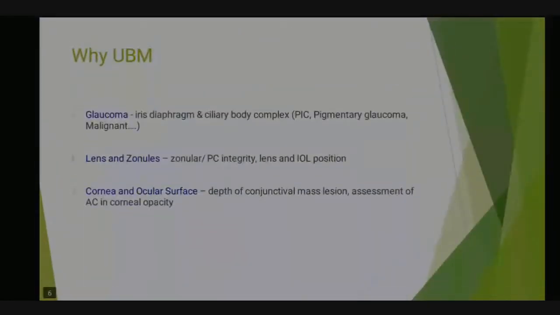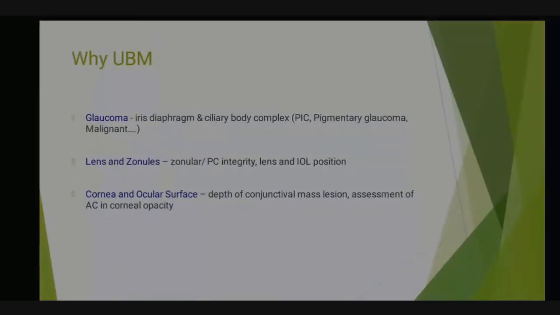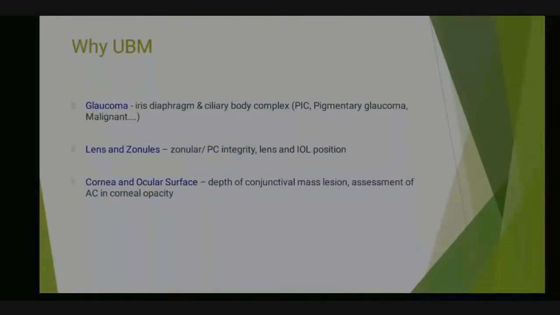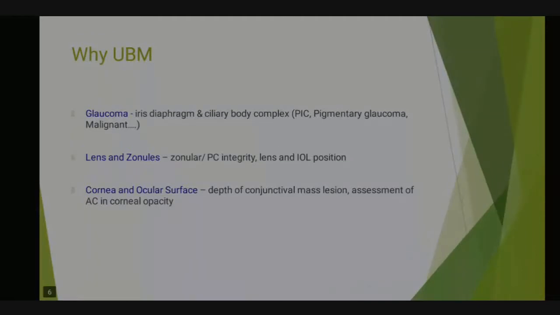Now let's cover the indications for UBM. In glaucoma cases, the main thing they ask for UBM is to see the angle structure. How are the angles in the eye? How is the iris placed? Whether there is posterior elevation of the iris, or how are the structures, the ciliary body? How is it present? Is it anteriorly rotated? Whether there is any mass or anything. UBM is indicated in those cases.